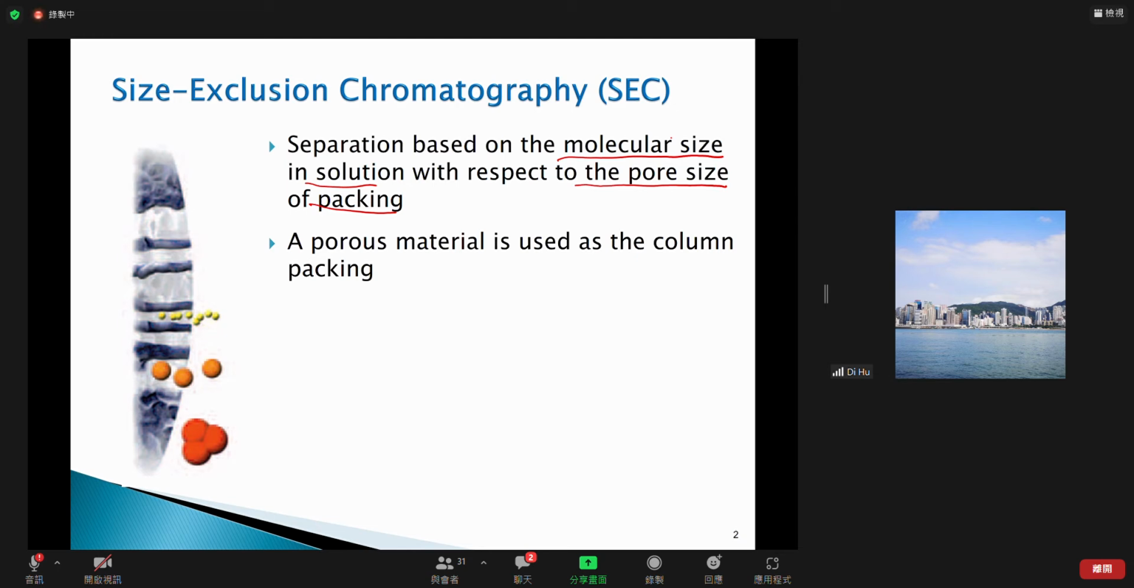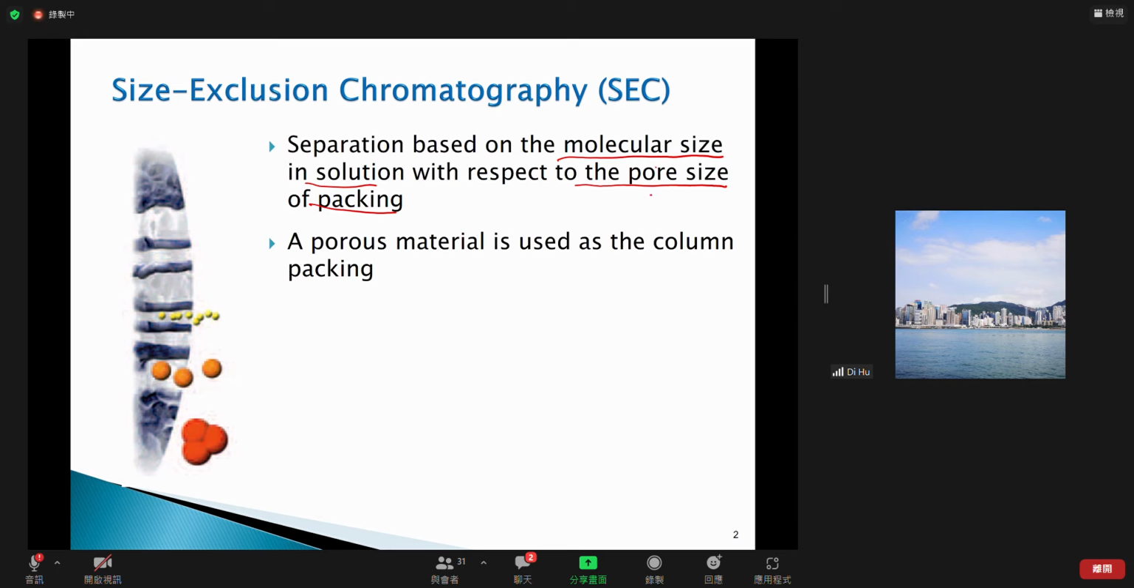how much volume, or how much time it takes for the compound to come out. Okay, so that's why we have to use a porous material as the column packing, the porous one, because here it mentions the pore size, okay?